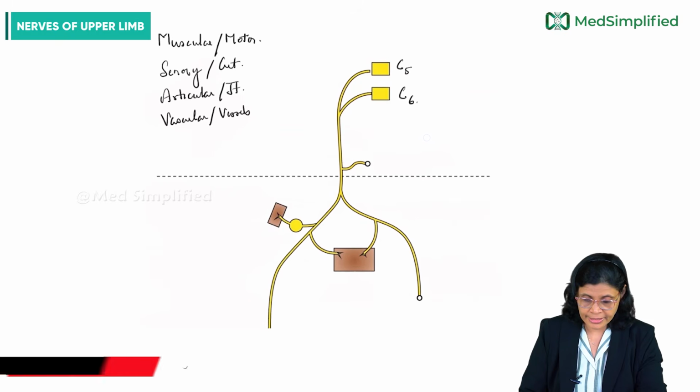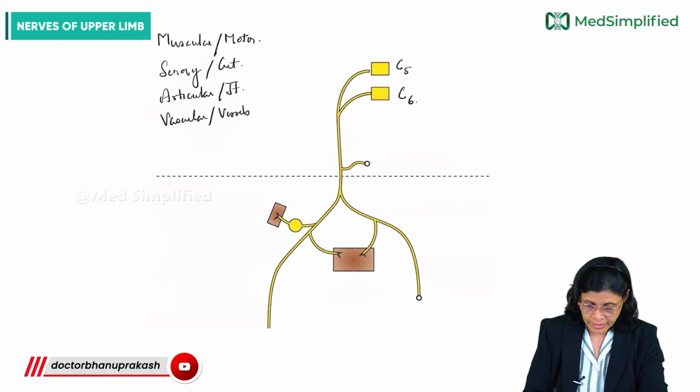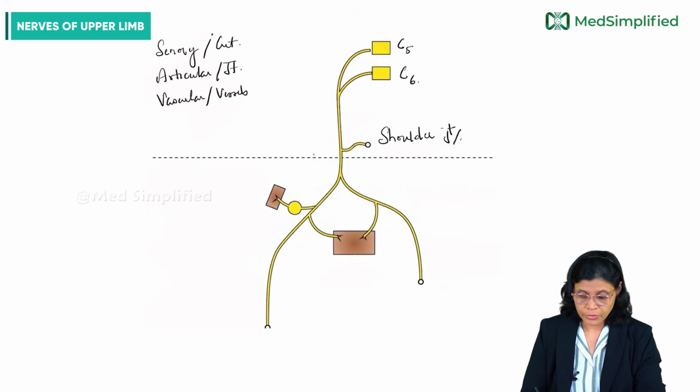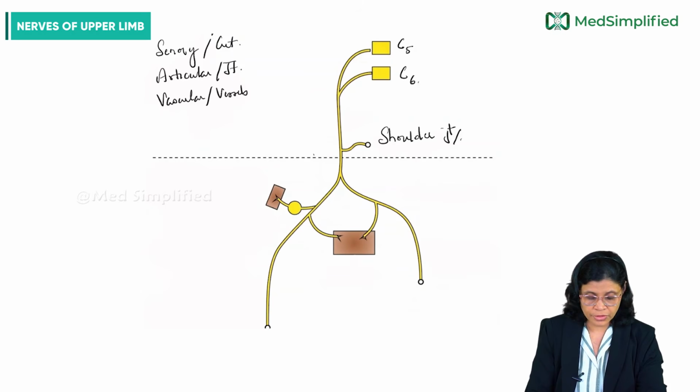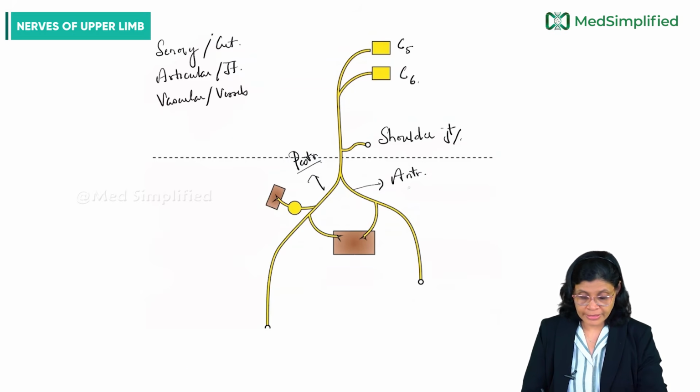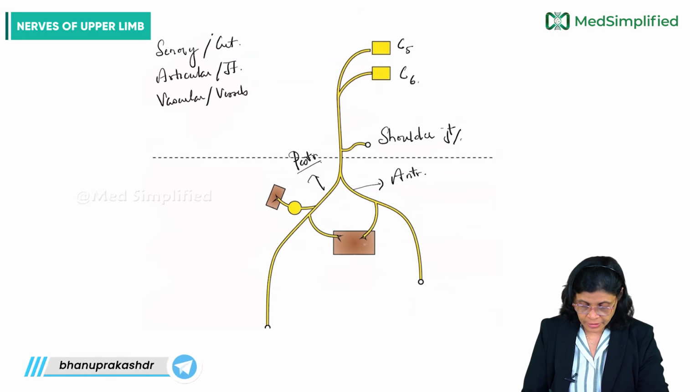Here the axillary nerve, among the articular branches, since it is in close relation to the shoulder joint, supplies the shoulder joint. After supplying the shoulder joint, it divides into an anterior division and a posterior division. The anterior division will supply the deltoid muscle.